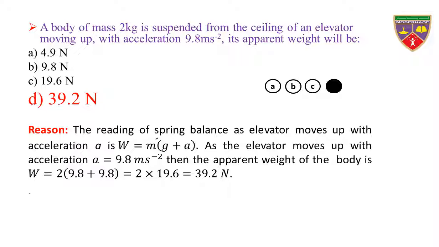Then the apparent weight of the body is W = 2 × 9.8 + 9.8, which is equal to 2 × 19.6, which is equal to 39.2 Newton. Hence, the apparent weight of the body is 39.2 Newton.